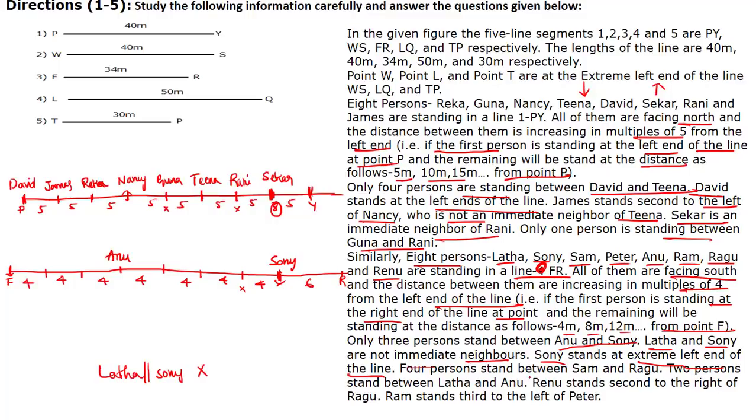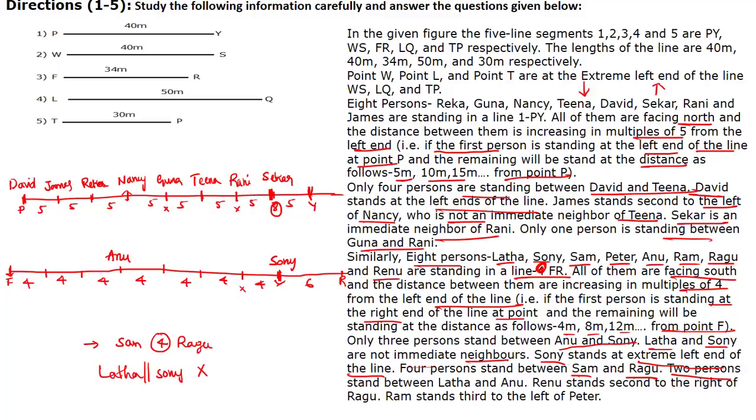The next one is 4 persons stand between Sam and Raghu. So between Sam and Raghu there is a gap of 4 persons. Okay, so see here, friends, if Sam and Raghu are here, 1, 2, 3, 4, Sam and Raghu can be here. But let us keep this on hold for some time.